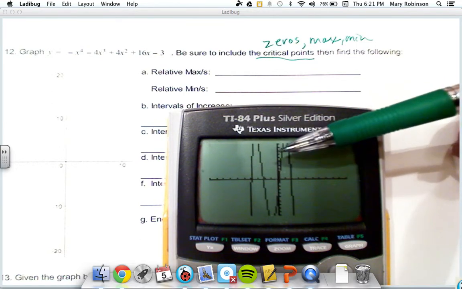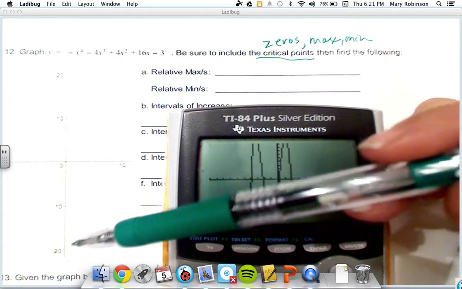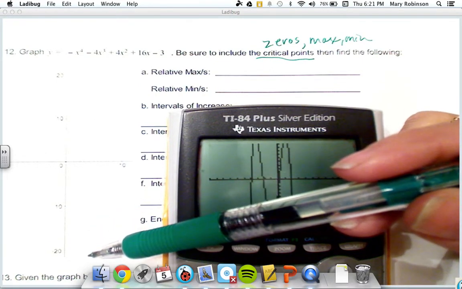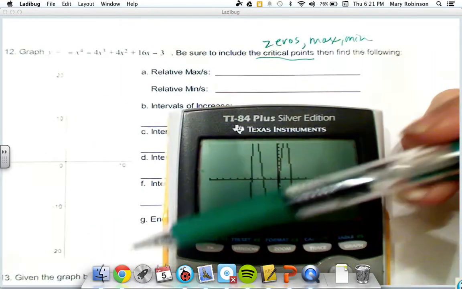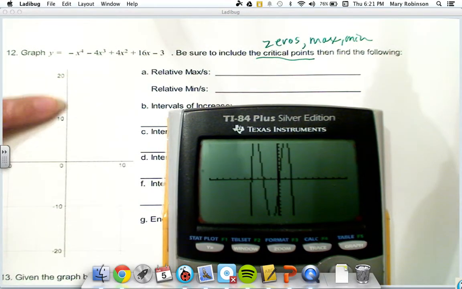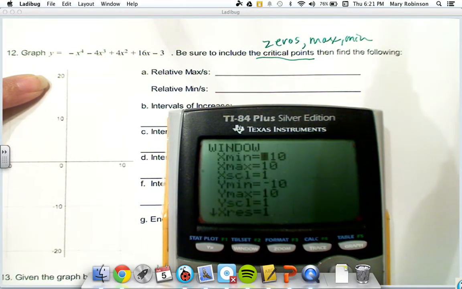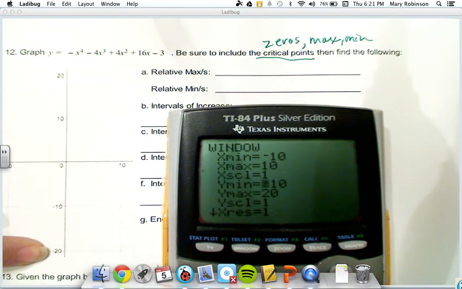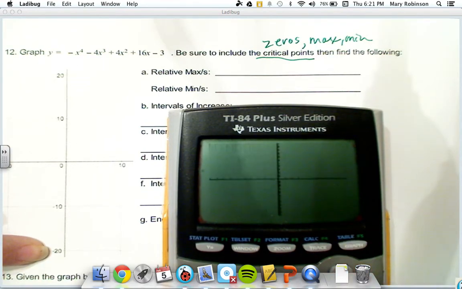So note that on your test review paper, I've got negative 20 up to 20 on your y. So right here, negative 20 up to 20. So that should fit. Let's go ahead to window, and then you want to increase your y max to 20 and decrease your y min to negative 20. Good. Now we can see all of our critical points.